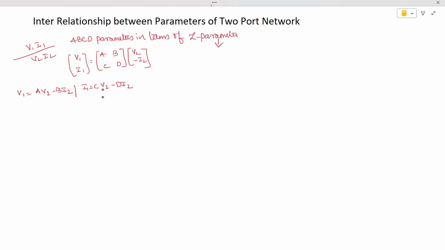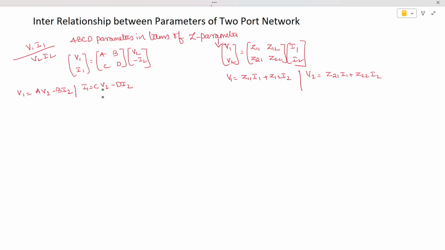And the equations of Z parameters: we have V equal to the matrix Z11, Z12, Z21 as well as Z22 multiplied with I1 and I2. So these are the basic equations we have. V1 is equal to Z11 I1 plus Z12 I2 is one equation. The second equation is V2 is equal to Z21 I1 plus Z22 I2.